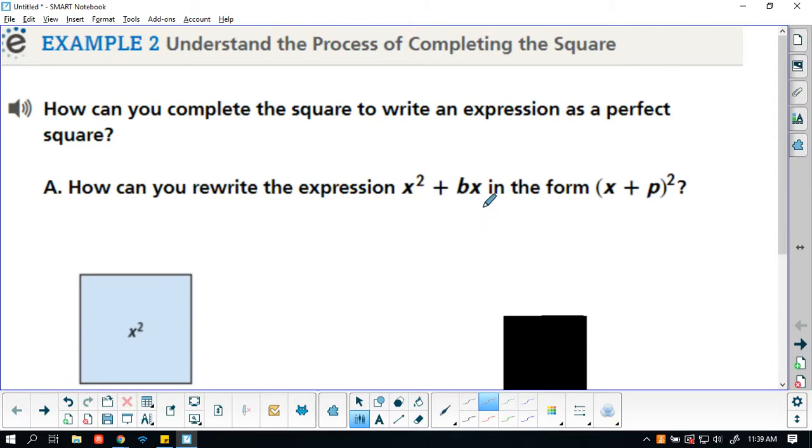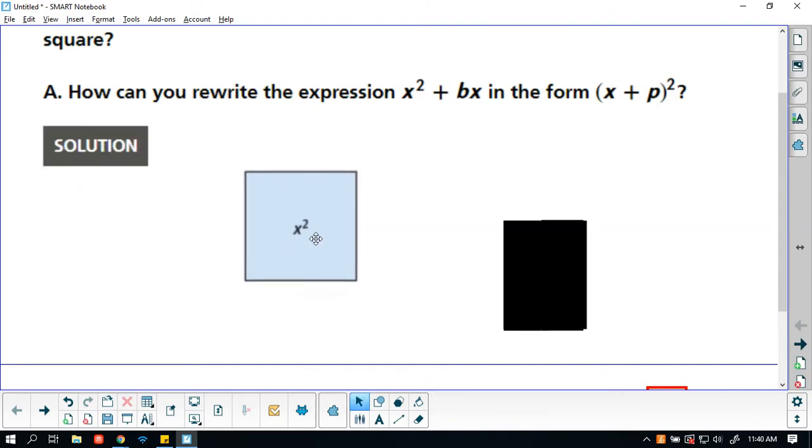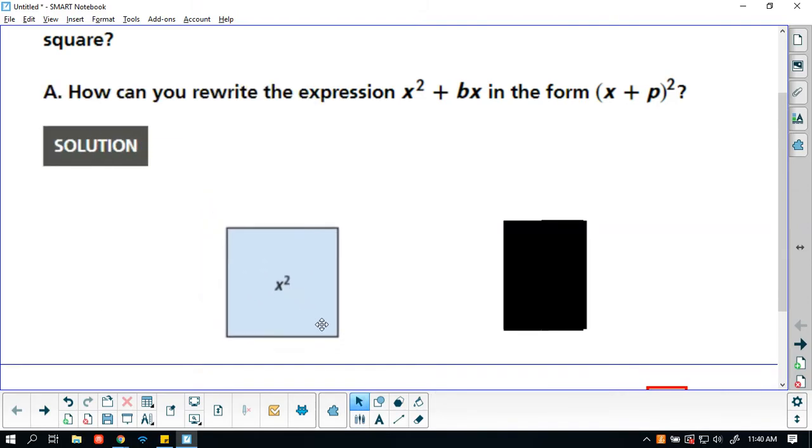All right, so let's look at this. How can you complete the square to write an expression as a perfect square? So basically, how can you rewrite the expression x squared plus bx in the form of (x plus p) squared? Now, what we're going to do is look at this visually. We're going to look at it as actual squares.